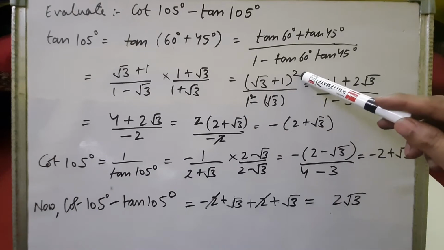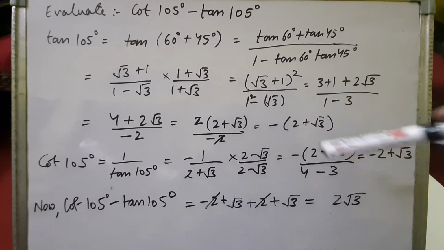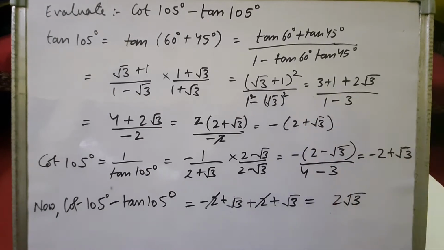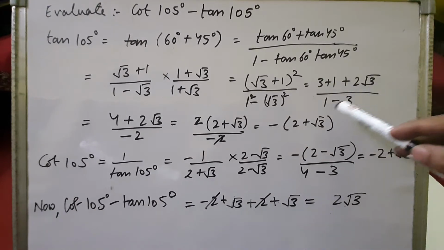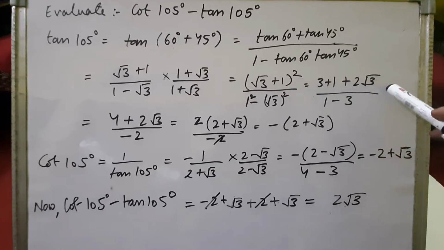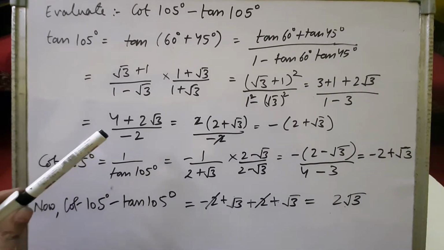(Root 3 plus 1) to the whole square upon 1 square minus root 3 square. This will be a square. So (a plus b) to the whole square is a square plus b square plus 2ab, and the denominator will be 1 minus root 3 square. So this will become 1 plus 3, 4 plus 2 root 3, upon minus 2.